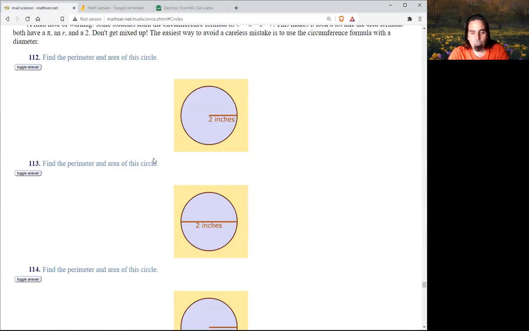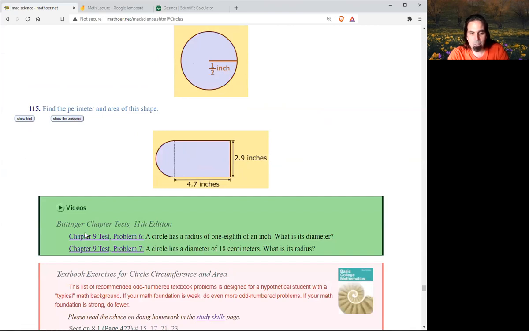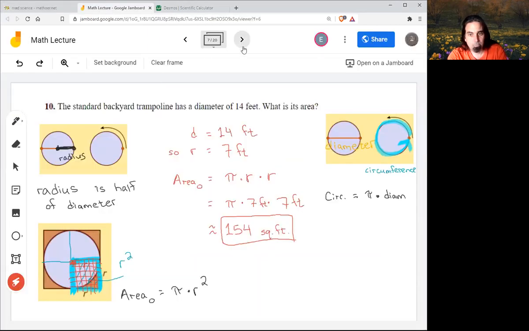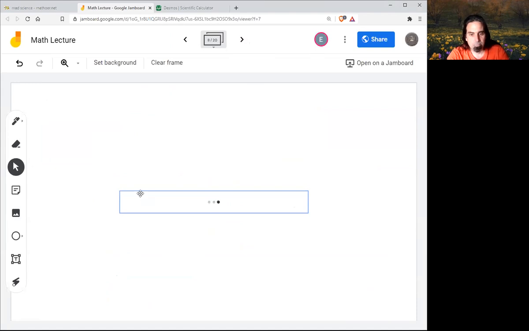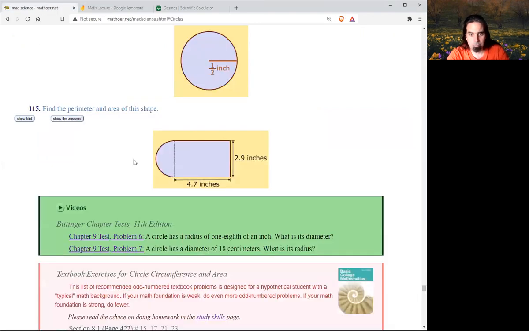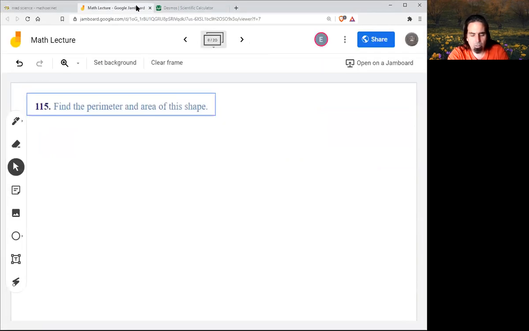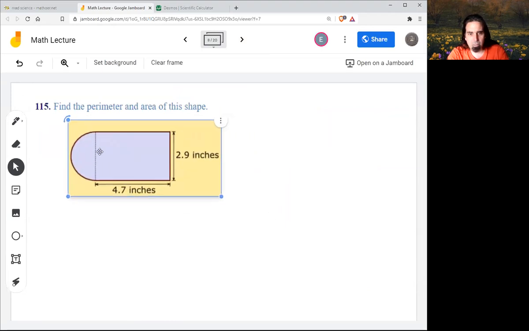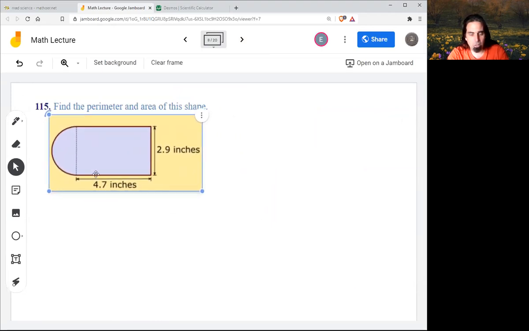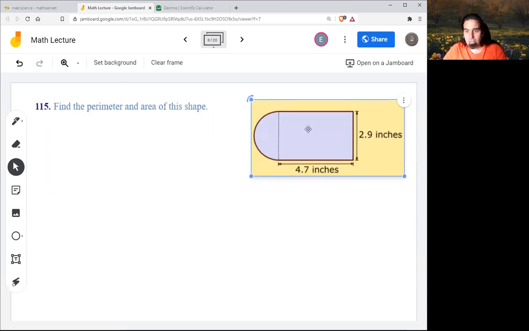Okay, so read more if you want, do some example problems. Let's do this one actually. So there's something vaguely shaped like a basketball court, and I want to find the perimeter and area of it.